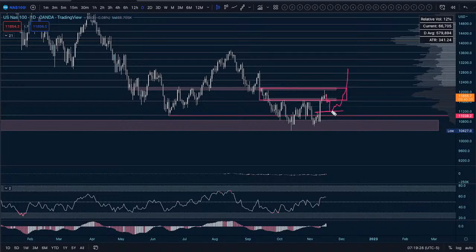or just die from there. But this is our limit for a pullback, and as long as it stays above there, I will play the upside. If it starts breaking down, then I'll be targeting this area. So that's the situation with Nasdaq, and let's check SPX.